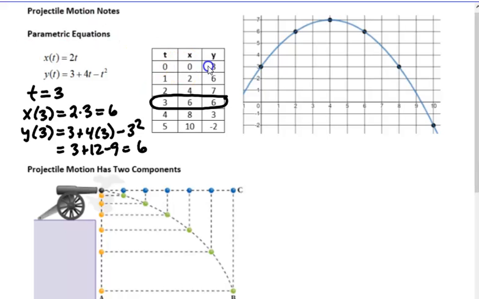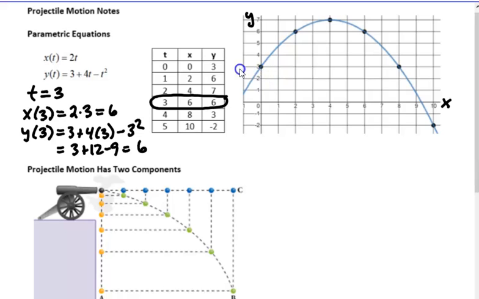And I could get any other row on this table by substituting various values for t into these two equations and getting x and y pairs for each value of t. Now notice on the graph here, this is just a regular graph with x on the horizontal axis and y on the vertical axis. And you might think, well, where is t? Well, t doesn't actually show up on the graph. t is just kind of an underlying variable. t is how we get x and y, but it doesn't show up on the graph.